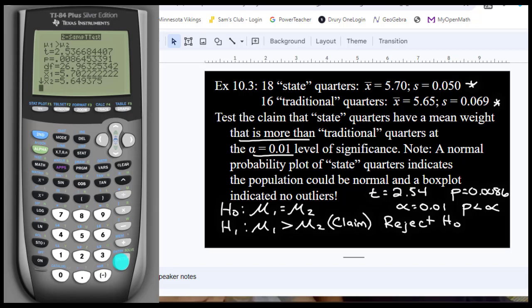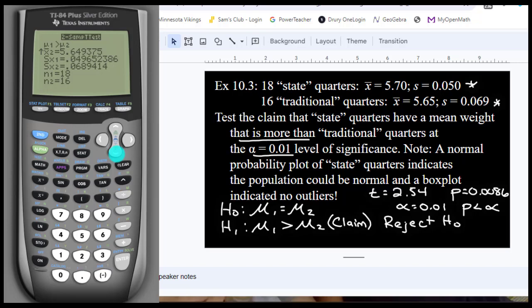But I just want to make note here on the calculator. Notice you can see the mean 5.70 for the first group, the mean 5.65 for the second group, standard deviation for that first sample 0.049 or 0.050, and then for the second group 0.069. And yeah, we've got our number of values there, but it gives us all that information that we had to just enter in the previous example.